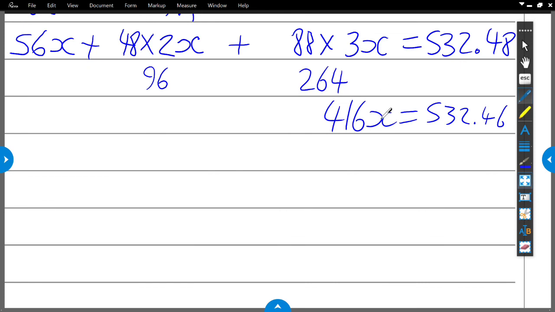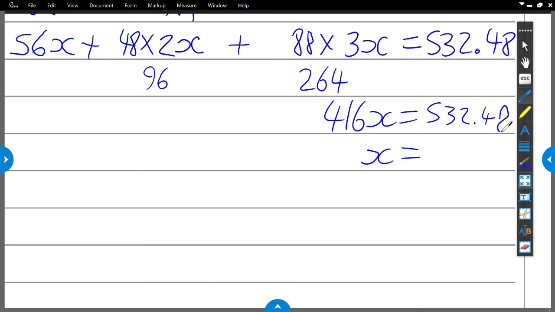So we're timesing by 416. The opposite is dividing. So if I divide £532.46 by 416, I don't get the number I'm looking for. Now, okay. And when you make a silly mistake like this, you go back and see what you did. And we can see that I copied that down wrong. That should have been 48 instead of 46.